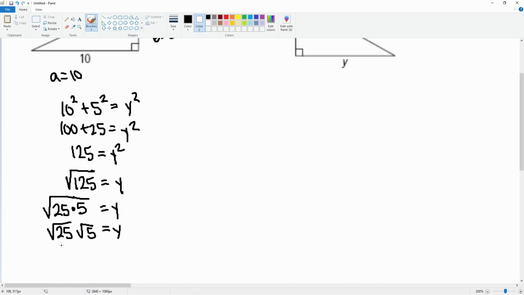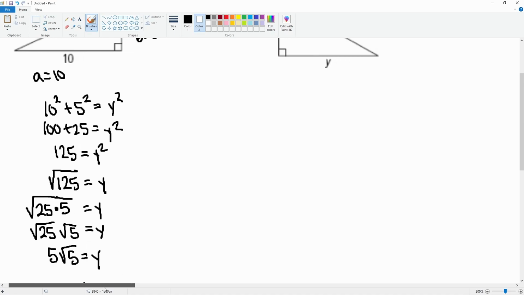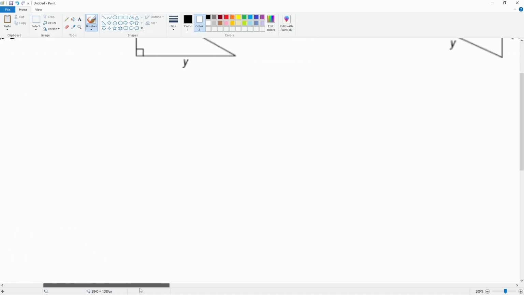The reason why we should do that is because radical 25 becomes 5 and the radical 5 stays the same. So the radical 25 becomes the 5, then the radical 5 stays just radical 5. Okay, there you go. That's how you use Pythagorean theorem and you simplify it.